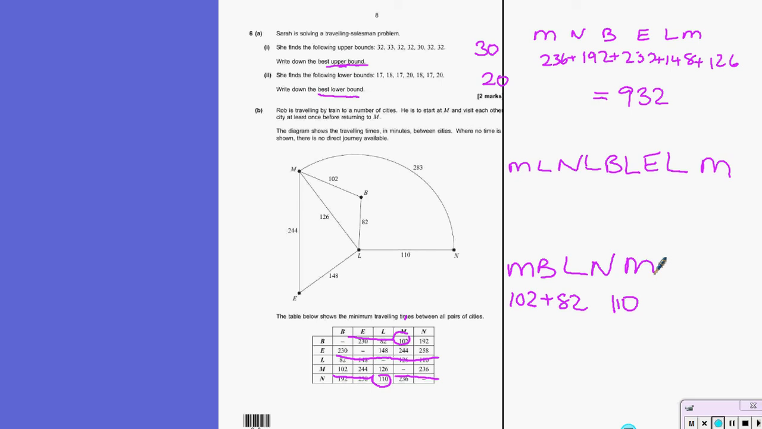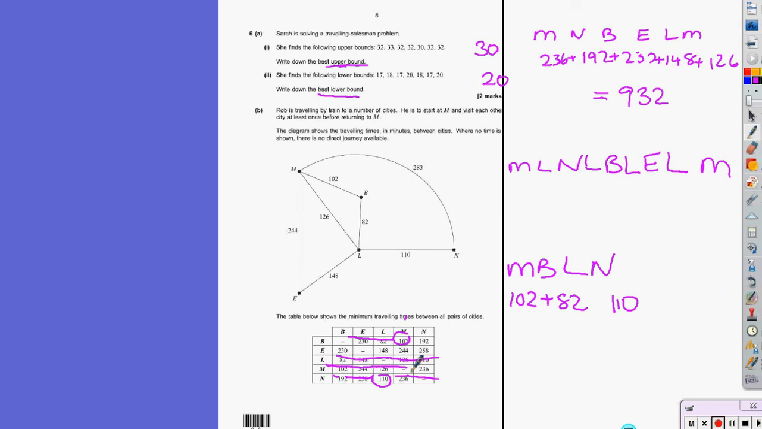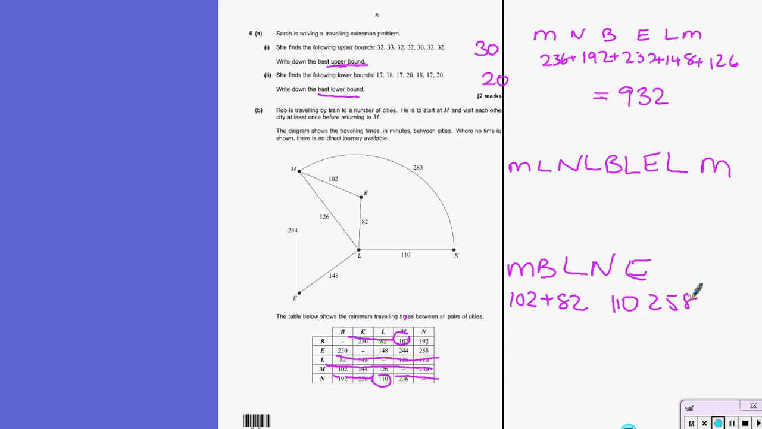And from N, you would then want to go to M. No, because we've already been to M, so we're going to take that back. So from N, we go to E at 258, and from E back to M, which is 244. Okay, you have to go back to M. So that's that one done.